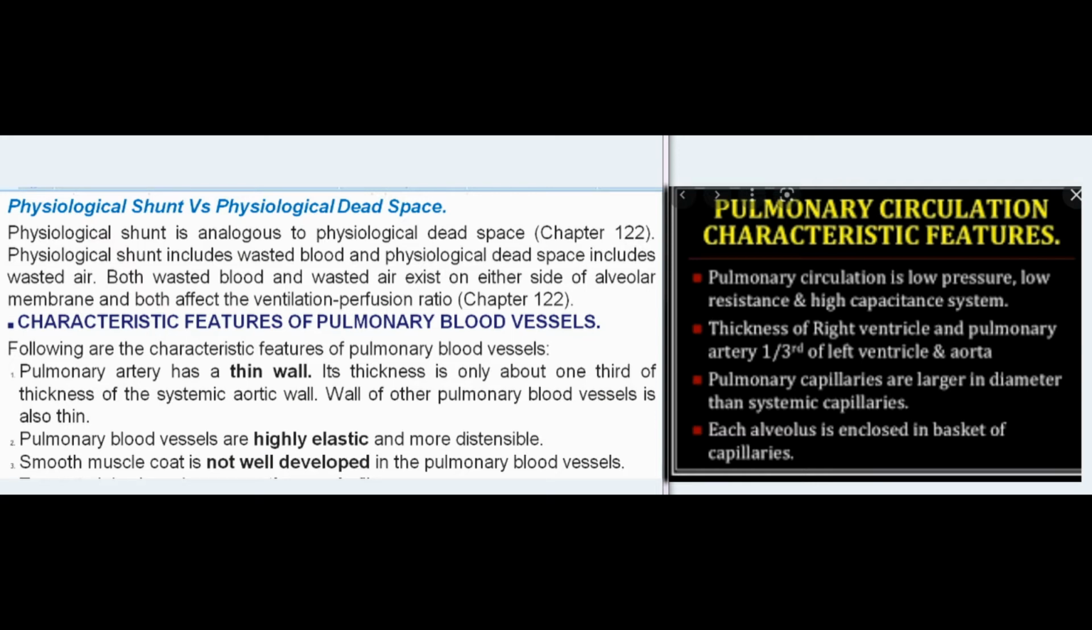Characteristic features of pulmonary blood vessels. Following are the characteristic features of pulmonary blood vessels. The pulmonary artery has a thin wall. Its thickness is only about one-third of the thickness of the systemic aortic wall. The wall of other pulmonary blood vessels is also thin. Pulmonary blood vessels are highly elastic and more distendable. The smooth muscle coat is not well developed in the pulmonary blood vessels.